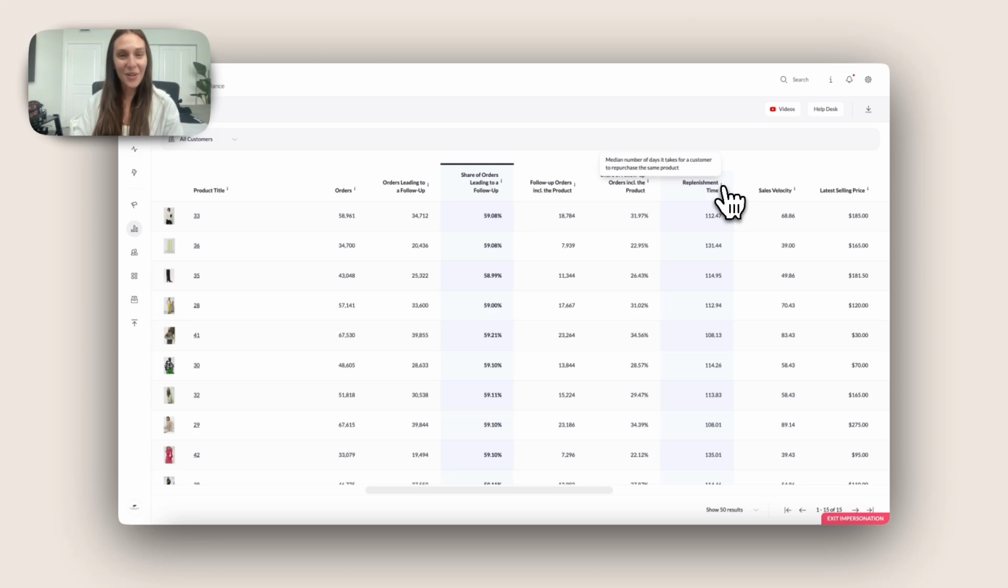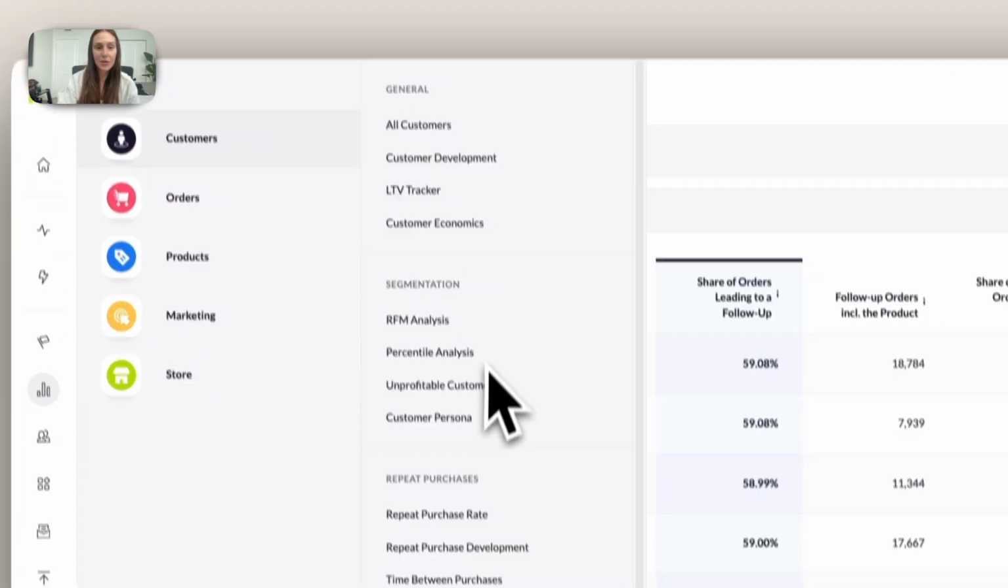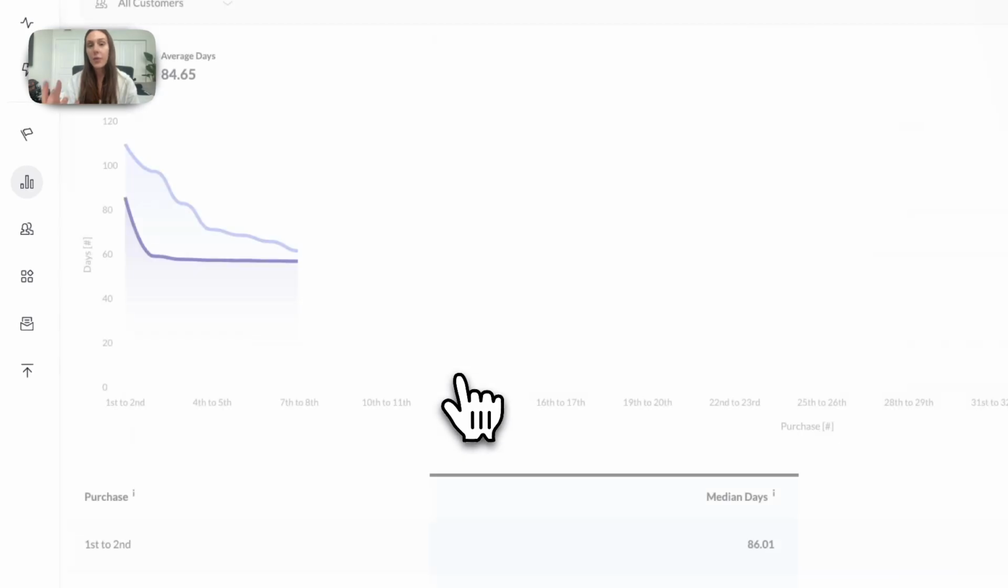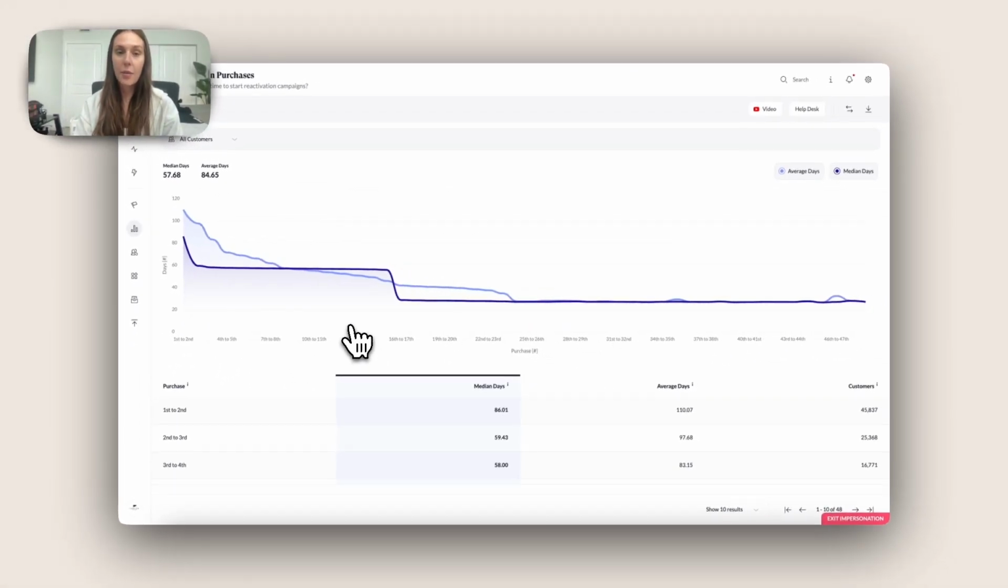So a cool way to be able to understand either on a product level, a variant level, or a category level, in general, how long does it take the customer to go buy that same thing again. So in general, the time between purchases report really allows you to understand when is really the ideal time that you should be retargeting your customer, and a great way to understand when that customer is in general overdue for their next order.